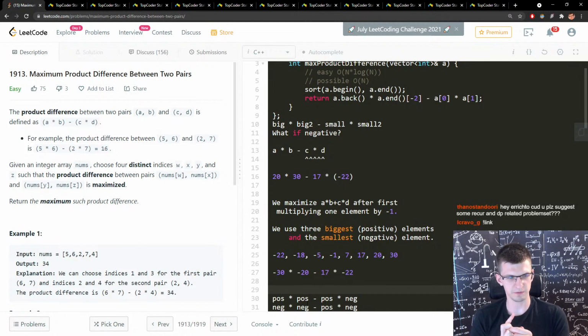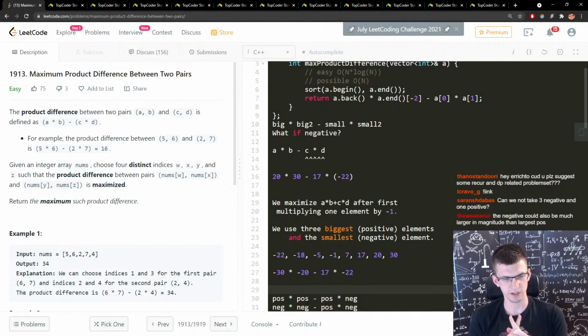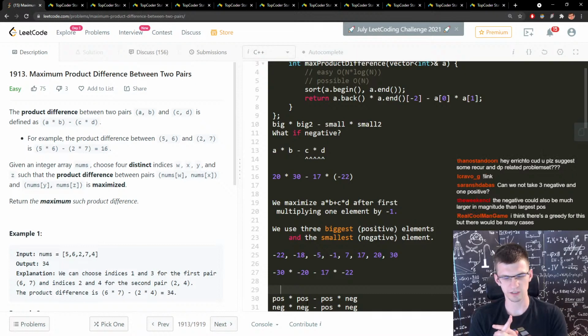Sicario noticed the same thing earlier. Yeah, 3 negative and 1 positive. I agree now. I didn't see that before.